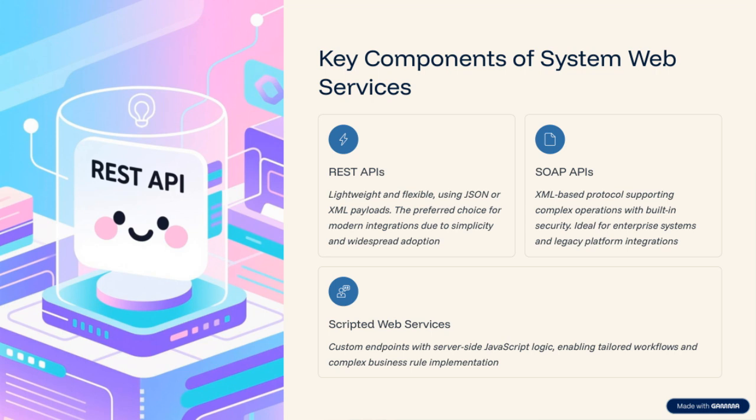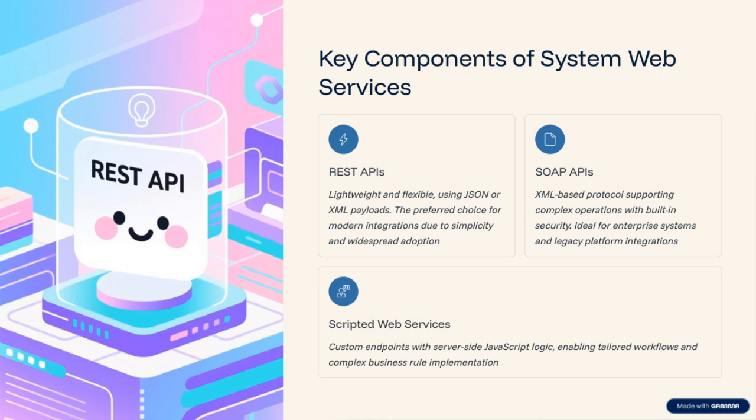Then there are SOAP APIs, which are known for being robust. They are also XML-based, but they are designed for more complex, formal operations. Their strong security and reliability make them ideal for enterprise-grade integrations where data integrity is critical.